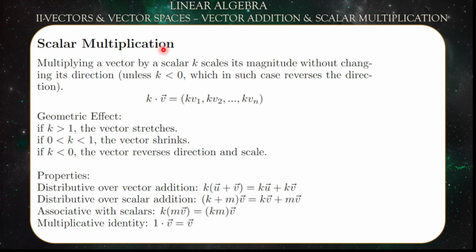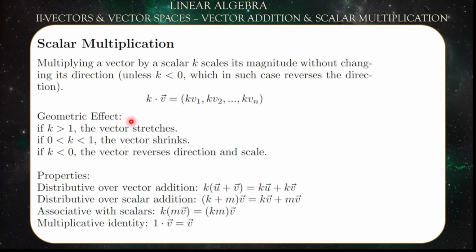Scalar multiplication. Multiplying a vector by a scalar k scales its magnitude without changing the direction, unless k is less than 0. In such a case, it reverses the direction of that vector. So k times v is equal to kv1, kv2, kv3. So you multiply all of the coordinates by the scalar k.